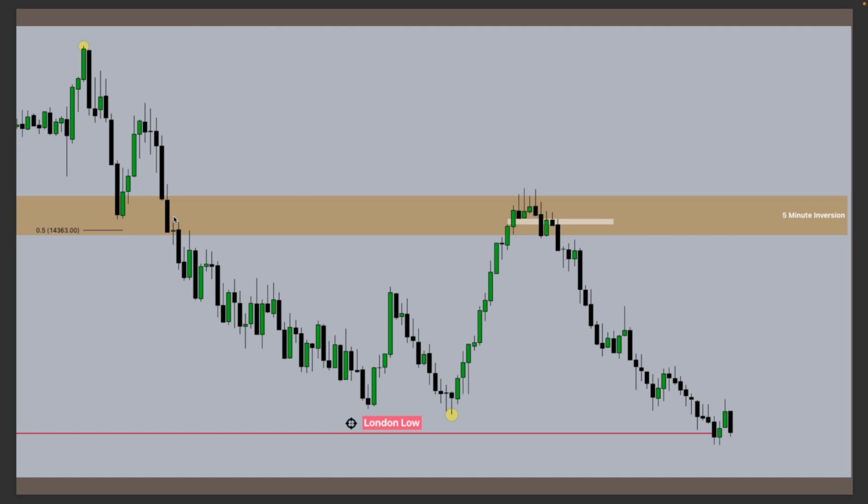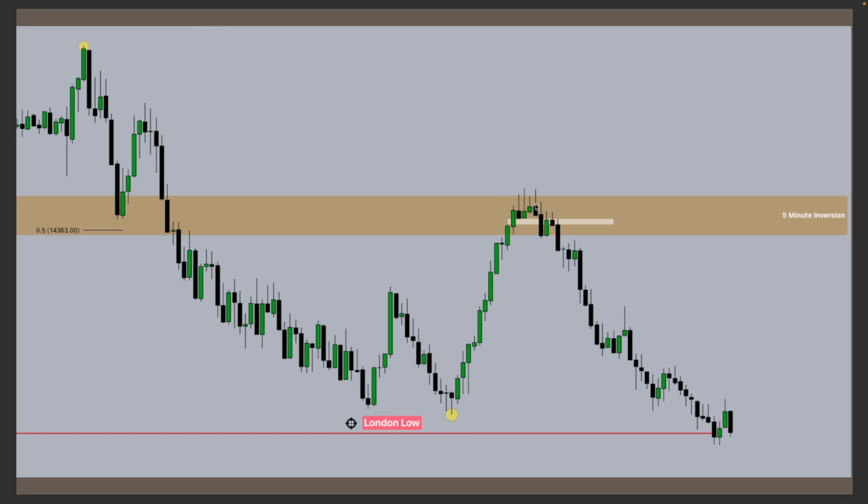So even in this case, we have what? This brown box is a 5-minute inversion fair value gap. Above, as you can see, this black line is equilibrium of this price leg. We're coming into the 5-minute inversion above equilibrium, so in a premium, and we left the London low, the sell side objective, it was not taken. So if London low was taken, this would be a different scenario, but since it was not taken, we have even more sell side liquidity right here.